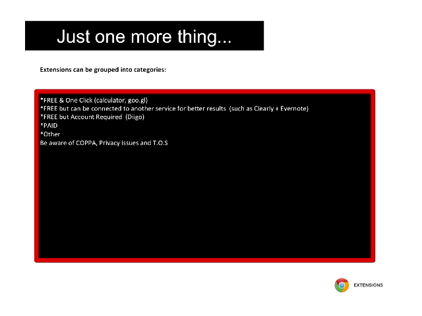The screen is really small, and I apologize. But basically, the screen says they're free. There's different ways of dividing them up. I divide them up into free and one click. Like a calculator is literally one click, and I'm going on a calculator. There's free, but then they can also be connected to other services.